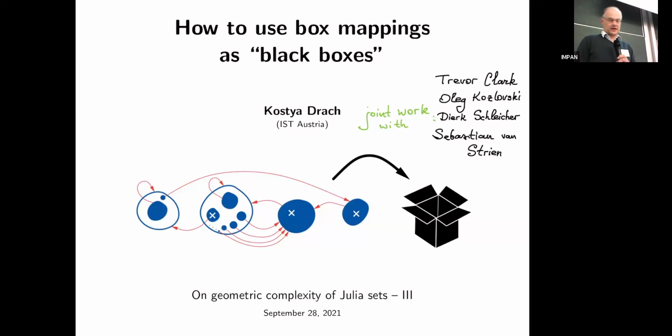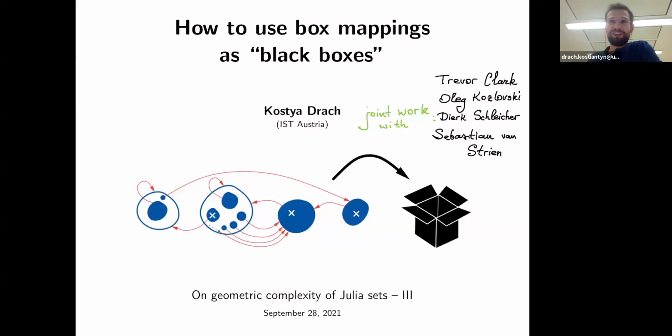This is the talk by Kostya Drach from, I think, Austria or Marseille, I don't know, maybe Austria. Both. Okay, now from Vienna, yes? Yes. And he will tell us how to use box mappings as black boxes.